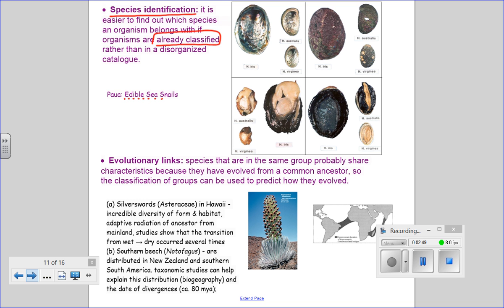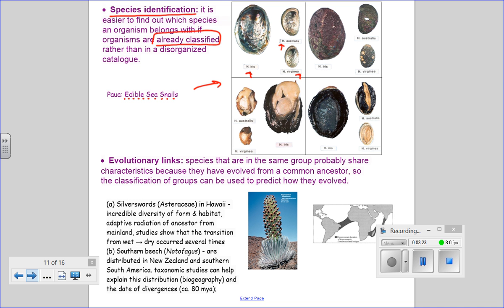So I'm going to use this example of edible sea snails. I've got some photos here on the right of what some sea snails look like. From the front, from the side, so that you can see some of their visible characteristics. And these are all classified. So you can see they have names, H. iris, H. virginia, H. australis. They have different names so that you can see different characteristics of the different kinds of sea snails.